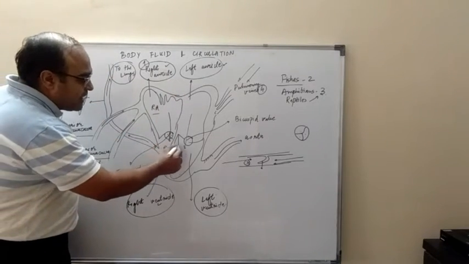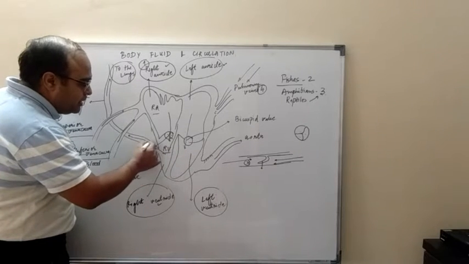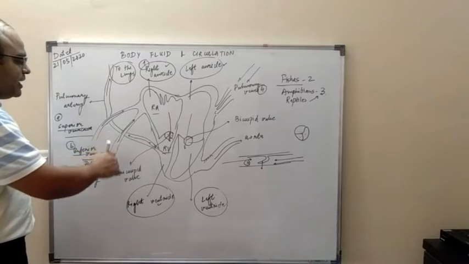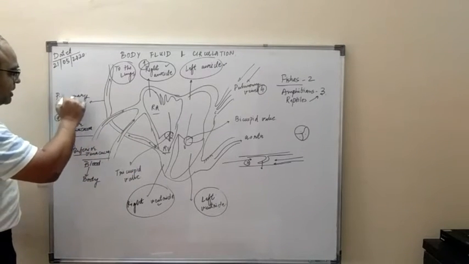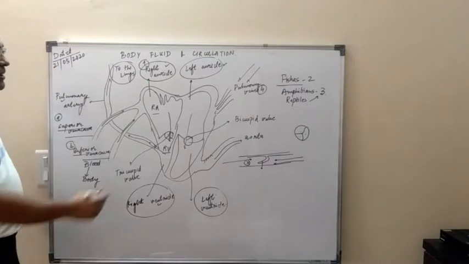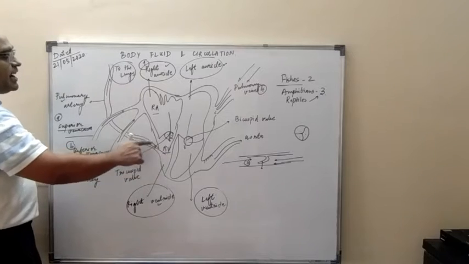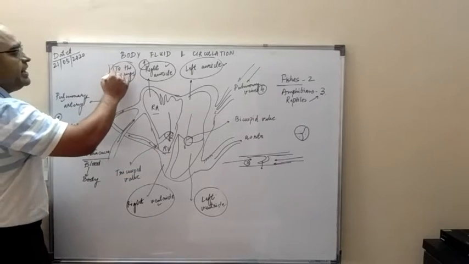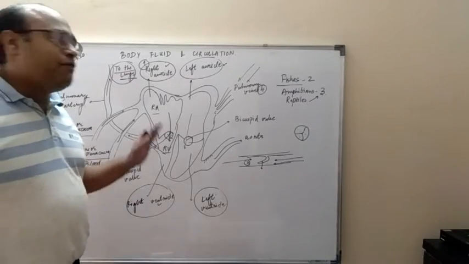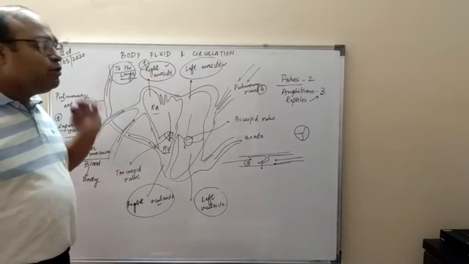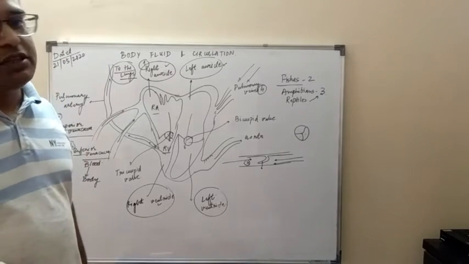Now what will this right ventricle do? It will in turn push the blood into the pulmonary artery. You can see over here, this pulmonary artery is arising from the right ventricle, and where is it leading to? It is leading to the lungs. Why is it going to the lungs? For the oxygenation of the deoxygenated blood.